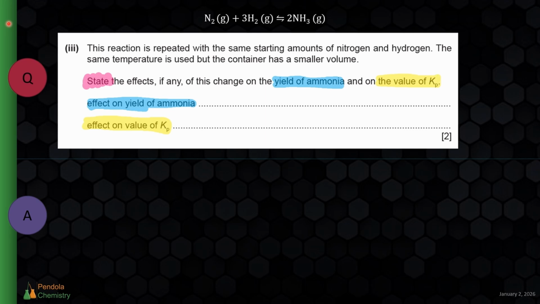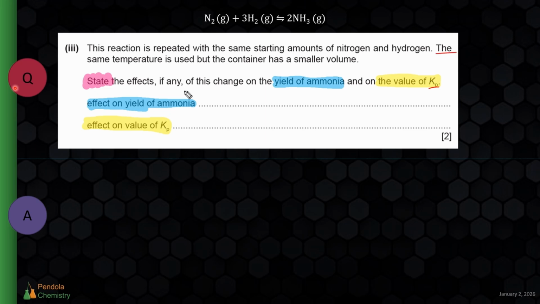Now, the Kp value, that's a different story. So let's start with the bottom part, because the Kp value is actually an easier answer to give. You have to remember the only thing that changes the value of Kc, which also applies to the value of Kp, because Kp and Kc do share the same basics, which are that they are equilibrium constants. The only thing that changes K values, whether it's Kp or Kc, doesn't matter, is the temperature.